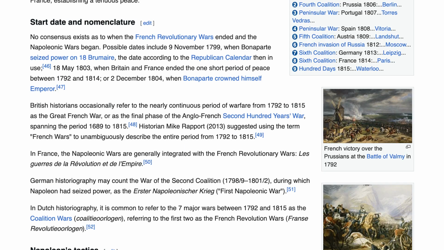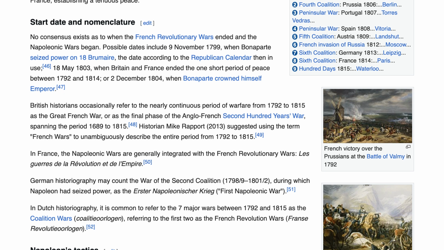Start date and nomenclature. No consensus exists as to when the French Revolutionary Wars ended and the Napoleonic Wars began. Possible dates include the 9th of November 1799, when Bonaparte seized power on 18 Brumaire, the date according to the Republican calendar then in use, the 18th of May 1803, when Britain and France ended the one short period of peace between 1792 and 1814, or the 2nd of December 1804, when Bonaparte crowned himself emperor.